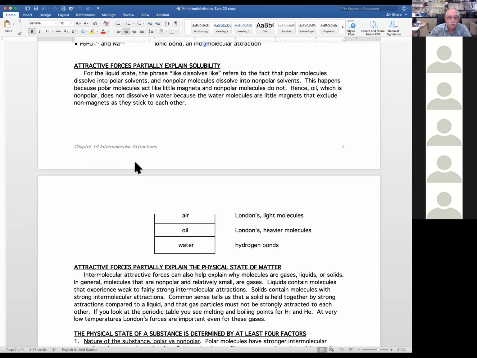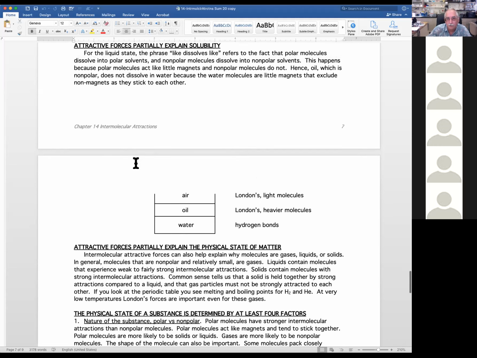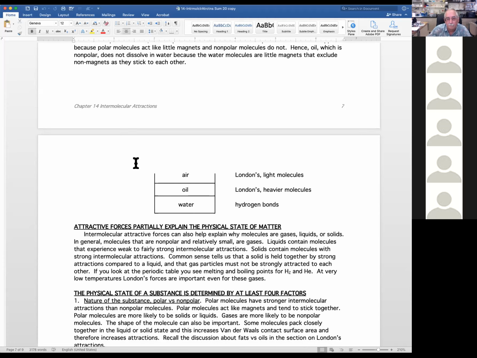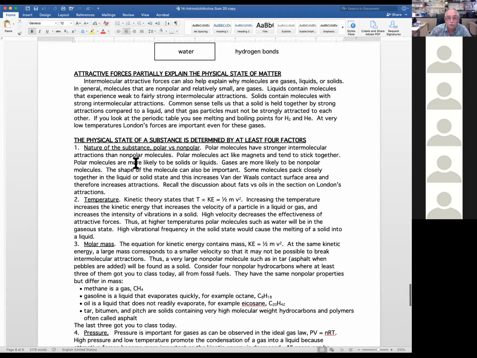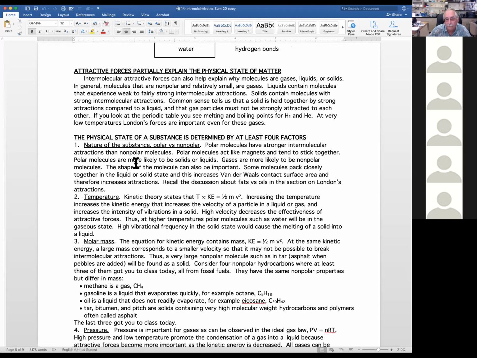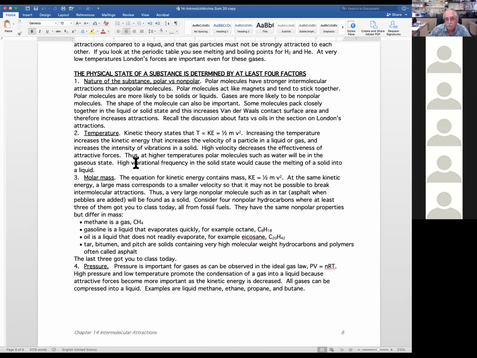And attractive forces partially explain the solubility. Attractive forces partially explain the physical state of matter. And the physical state of matter really depends upon at least four things. The nature of the substance, I put as first. Then we went into kinetic theory. This is kinetic theory right here.